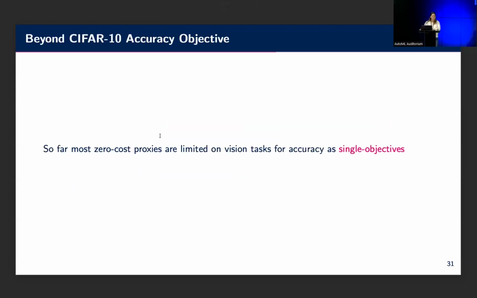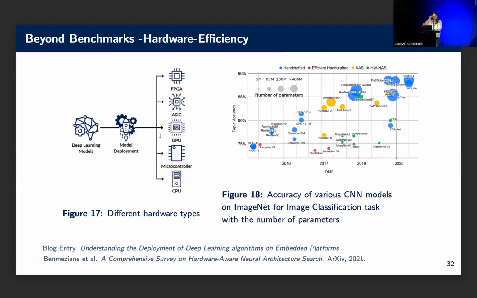Okay, then let's go beyond CIFAR-10 as the only single accuracy objective. So far, on vision tasks, what people are interested in is the accuracy of the architecture as a single objective. But we think the goal should be to go beyond single objectives, which we also saw today in Aaron's talk. Hardware-aware objectives, for example, could be combined in a multi-objective manner. That's what we will talk about today, going beyond the typical benchmarks which just provide us with information about the accuracy, for example, looking at hardware efficiency, having different hardware types available.